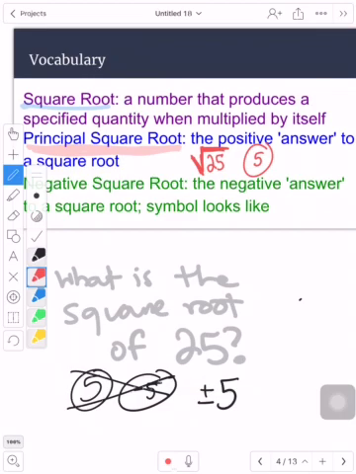Now, a negative square root, that's our next vocabulary word. It's the negative answer to the square root. And so for a negative square root, we would be looking for a symbol that looks like this. So if I had shown you this problem and said, what's the answer? Your answer would have been negative 5.